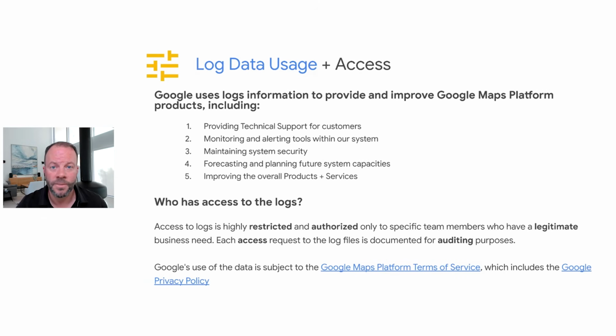This log data, as you can imagine, is highly sensitive. So access to these logs is very, very restricted, and only authorized personnel with a legitimate business purpose can request access to these logs. Any access that's granted is audited and reviewed for security purposes. The use of all these logs, again, this is all in writing, so it's not taking our word for it. This is all in writing as part of our Google Maps Platform Terms of Service and covered by our Google privacy policy.